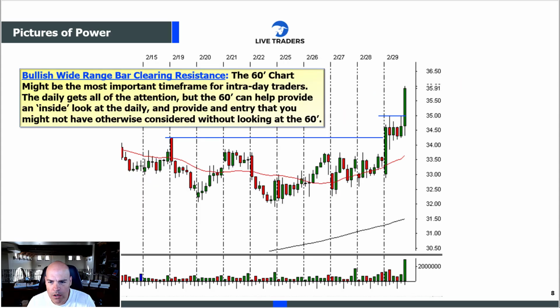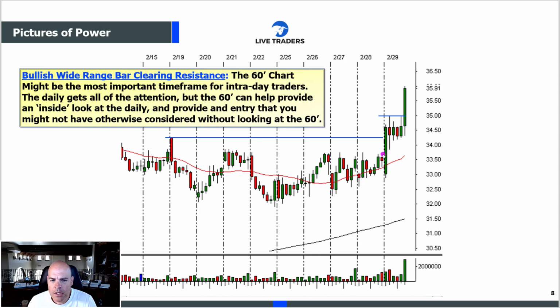A wide range bar, and this one's on a 60-minute chart, and I apologize for that. Not apologize, it's part of a picture of power, but there are 2 wide range bars here, right? Right here, you have a wide range bar taking out this resistance to the left, this pivot at 33.50, give or take, this red bar at $34, and then it chops around and goes higher again. But this is the type of bar you're looking for.